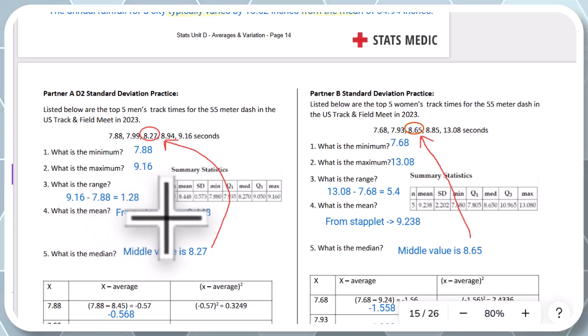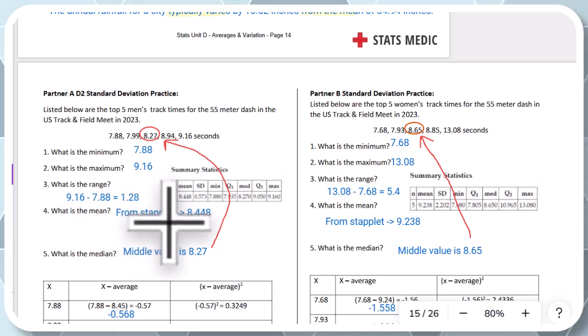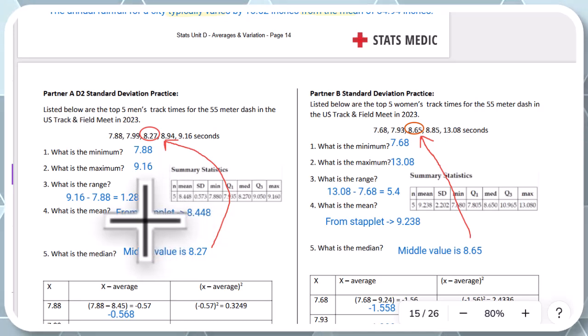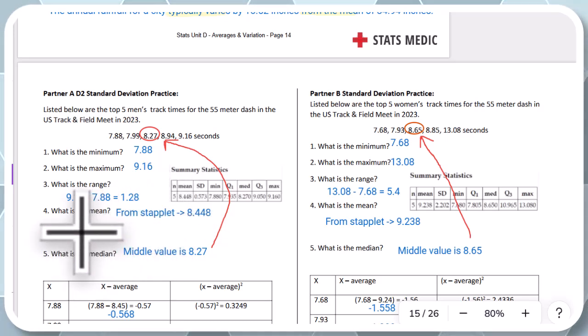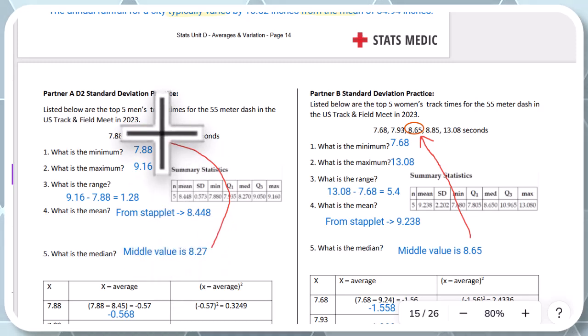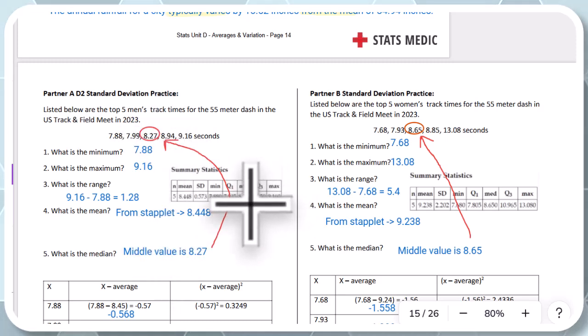So you have to calculate that by subtracting 9.16 minus 7.88. Then from the Staplet, you can go ahead and get the mean. It's 8.448. And it's usually better to include many decimal places instead of fewer. Every once in a while, when we specify a decimal place, it could penalize you if you put too many. All right, the median is the middle value, but you could also pull it from the Staplet. You can see that it matches right there.